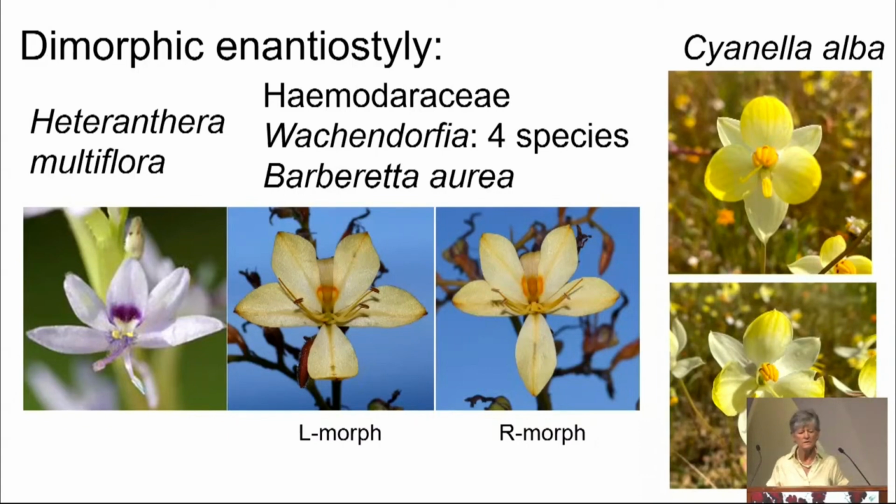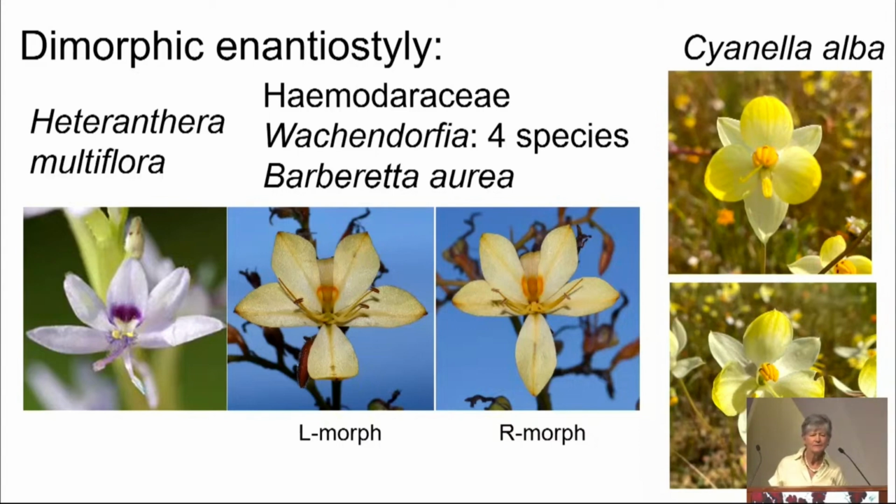And when we wrote the grant, there were 3 examples we were going to use. One was called Heteranthera multiflora. It grows in Missouri. They're the Hemideraceae family. There are 4 Wachendorfia species, and also a sister genus called Barberetta aurea. And then there's a third group called Cyanella alba. So the Heteranthera multiflora, one of the postdocs spent 10 days searching through Missouri last year, and she couldn't find any R morphs. So the Heteranthera is a bit on the back burner.